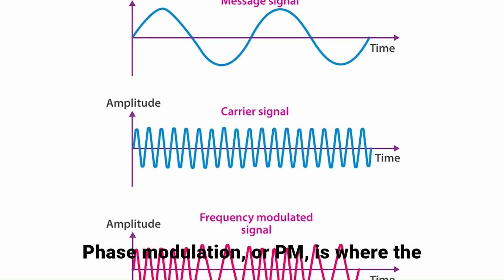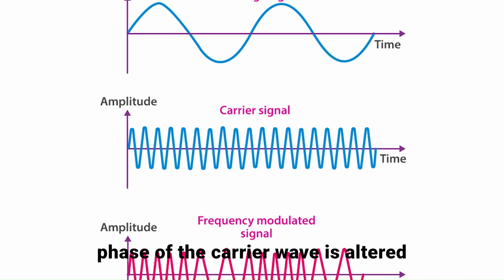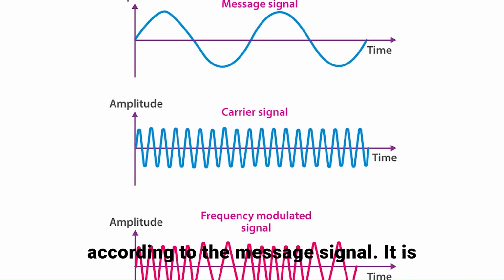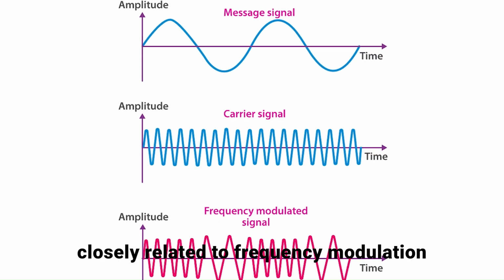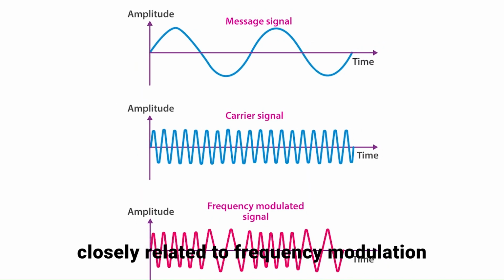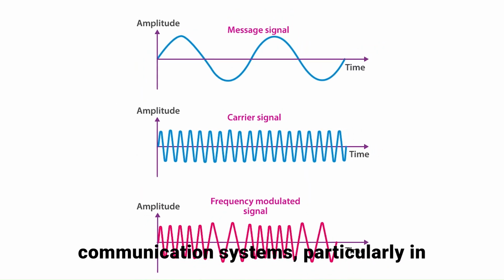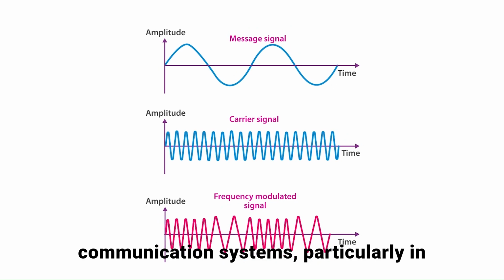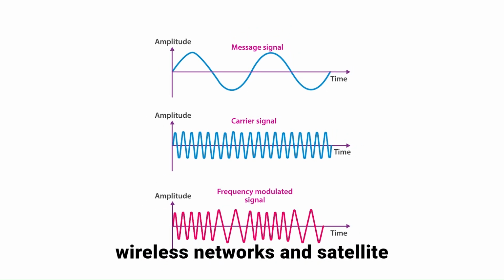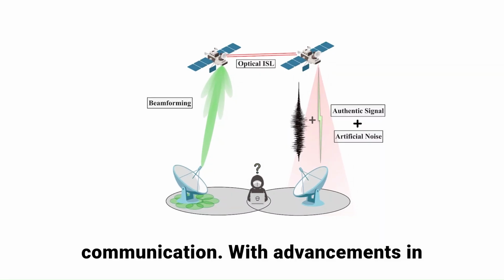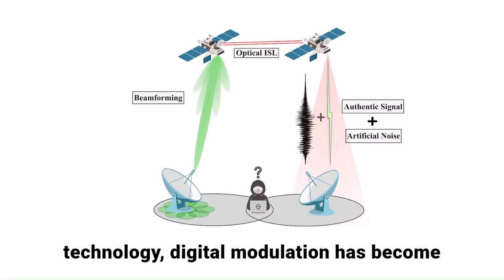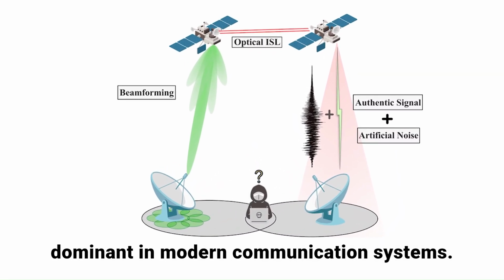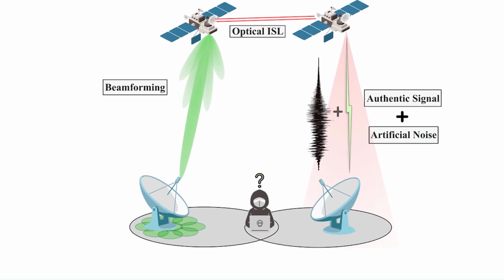Phase modulation, or PM, is where the phase of the carrier wave is altered according to the message signal. It is closely related to frequency modulation and is widely used in modern digital communication systems, particularly in wireless networks and satellite communication. With advancements in technology, digital modulation has become dominant in modern communication systems.